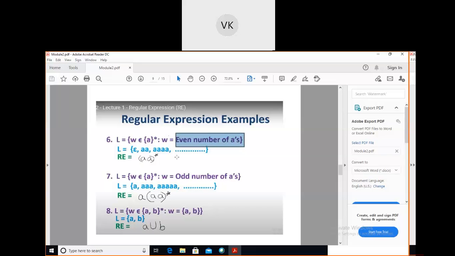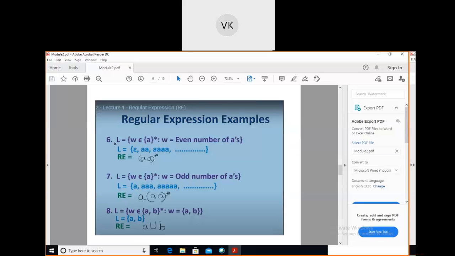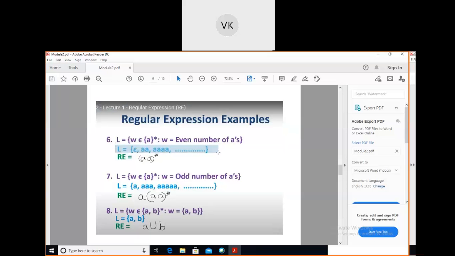So the possible strings for this language are epsilon, which means the null string, then 2 times A, 4 times, 6 times, 8 times, and so on. These are the possible input strings for the FSM. This is the regular language.